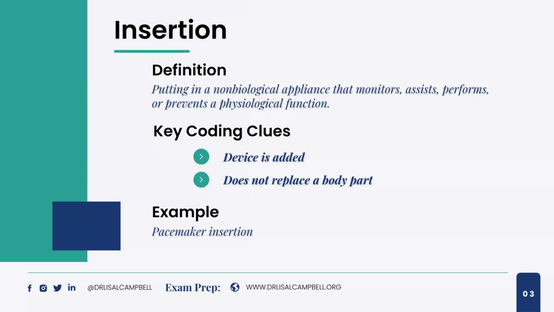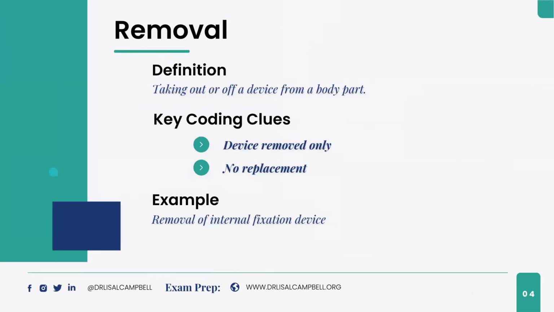Next up, we have insertion. This is when a device is added. Nothing is removed. This device assists, monitors, or prevents a physiological function and does not replace the body part. A pacemaker is a classic example. If the device is placed for the first time and no body part is taken out, it's insertion.